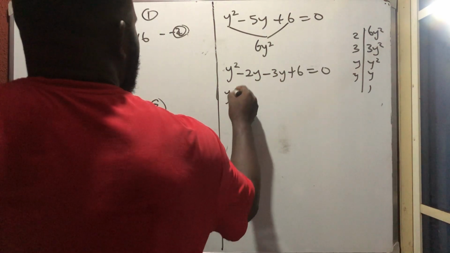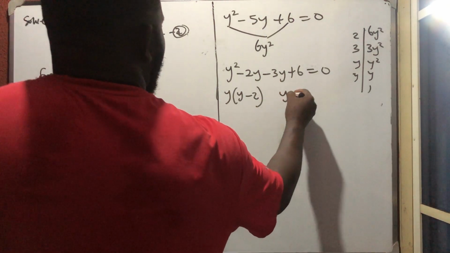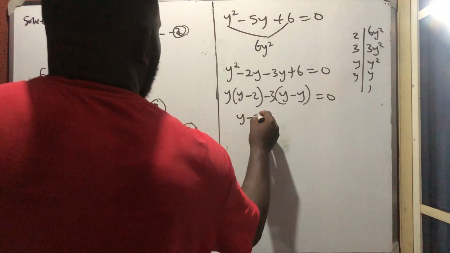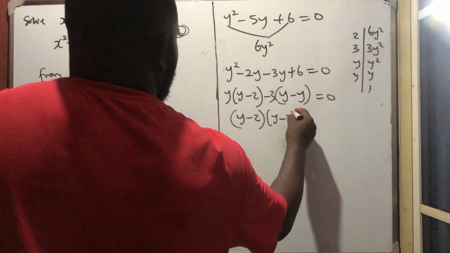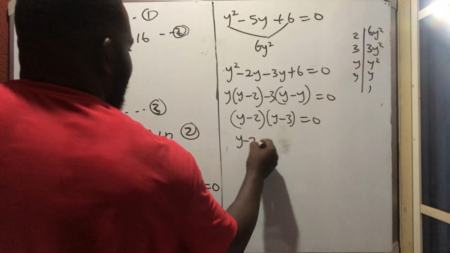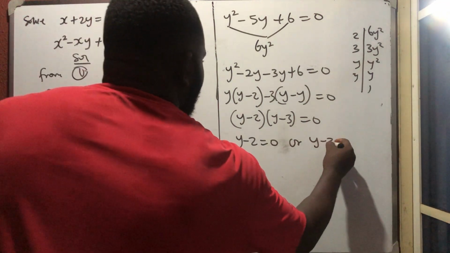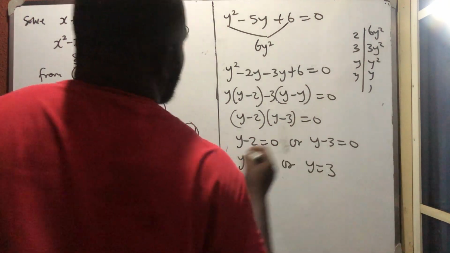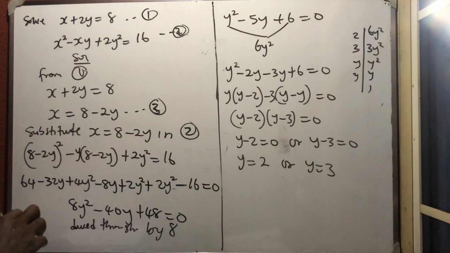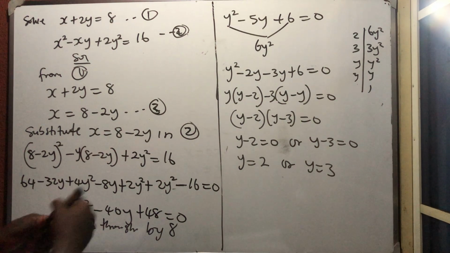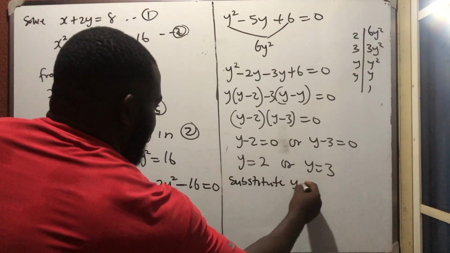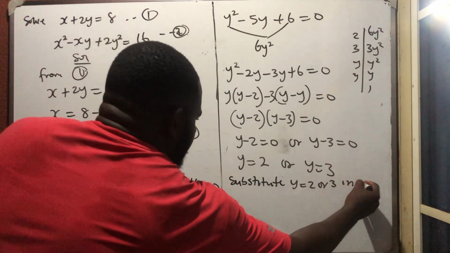So I'm having y in bracket of y minus 2, y minus 2 minus 3 here is equal to 6. So y minus 2 and y minus 3 is equal to 0. So therefore y minus 2 is 0, or y minus 3 is 0. So therefore y is equal to 2, or y is equal to 3. Okay, now I have gotten my y. To get my x now, I will say substitute it in equation 3. Don't forget. So substitute y equal to 2 or 3 in equation 3.